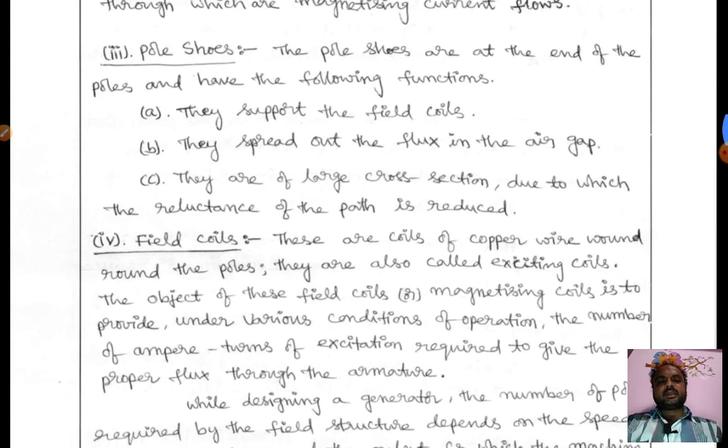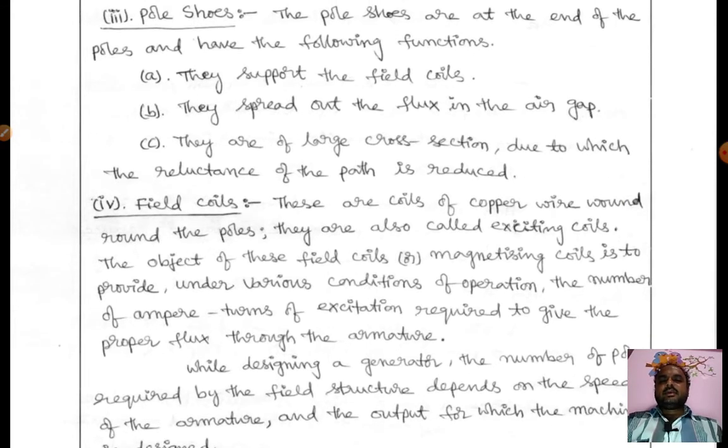Next one, pole shoes. So pole shoes serve three functions. They support the field coils and spread out the flux in the air gap. They are of large cross section, due to which the reluctance of the path is reduced.